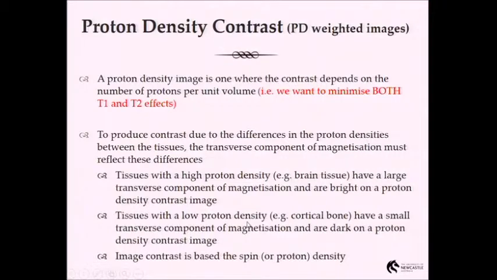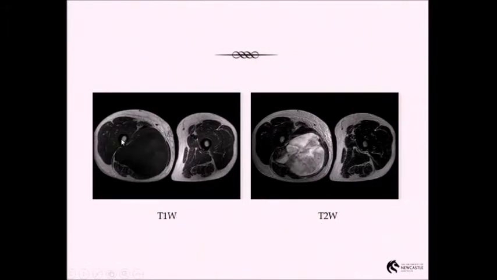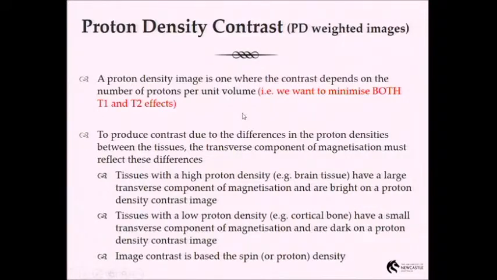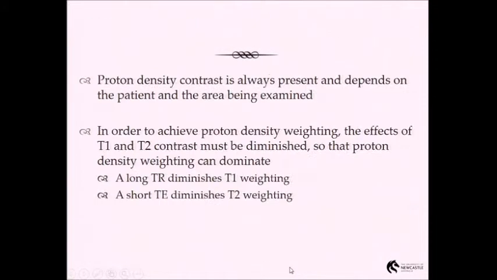Images that have a low proton density, such as cortical bone, so again going back and looking at our signal in cortical bone, there's not much signal there. It has a smaller component. But the main thing is that the image contrast is based purely on the spinal proton density of the different tissue types. As I said, proton density contrast is always there in clinical MR because we're not making pure T1 or T2, we're just weighting the contrast mechanism towards one or the other.